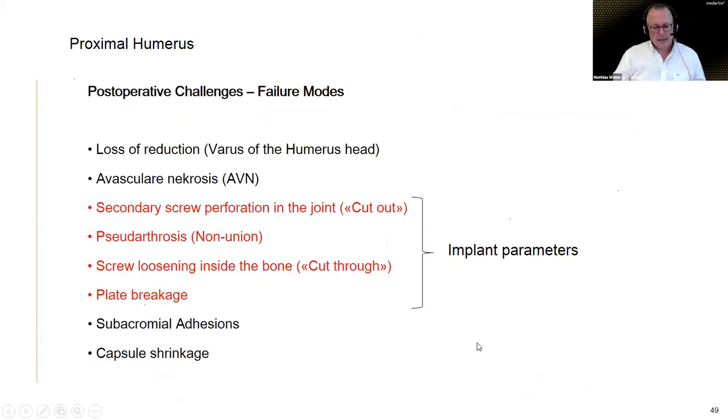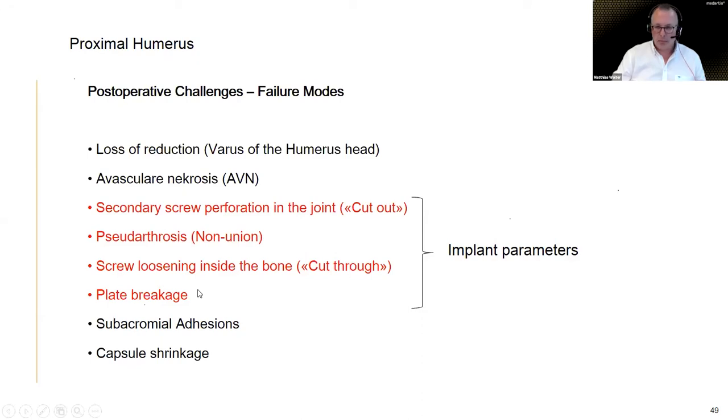But since every time you go into designing something, you need to know about the post-operative challenges that a patient usually has to go through, or a surgeon at the end of the day, right? And those typical things that you can find in literature when it comes to proximal humerus head repairs: loss of reduction, varus, where the humeral head tends to turn inward. Avascular necrosis is one of the problems. Secondary screw perforation in the joint, those typical cutout things, so that the screws actually end up in the joint eventually. You have pseudarthrosis, for instance, when the implant is way too stiff, so the bone simply does not want to heal. Screw loosening inside of the bone, so these typical cut through problems, or teeth wiring problems. You can also have cutouts.